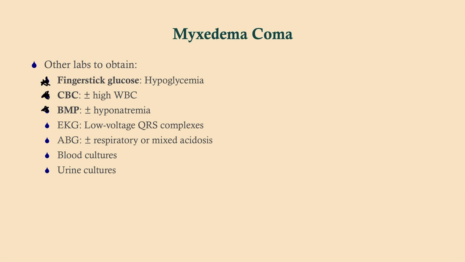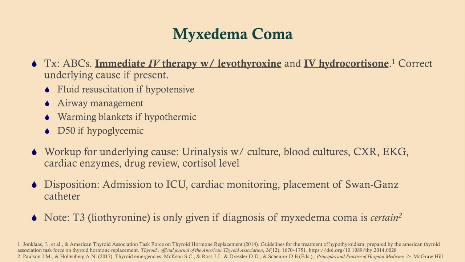BMP may show hyponatremia. That may need to be corrected depending on the severity. EKG may show low voltage QRS complexes, common in severe hypothyroidism. ABGs can show a mixed respiratory acidosis. And the reason that's important is because it indicates the respiratory status. You may also want to get blood and urine cultures, particularly if that white count was high.